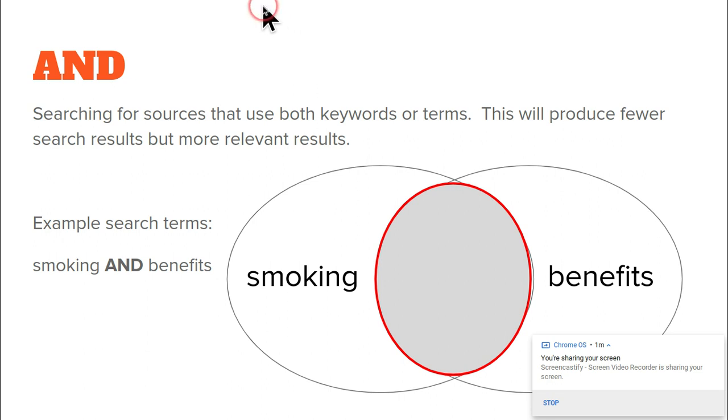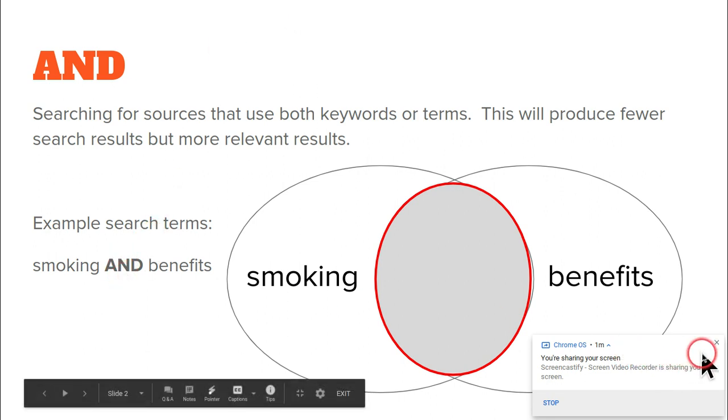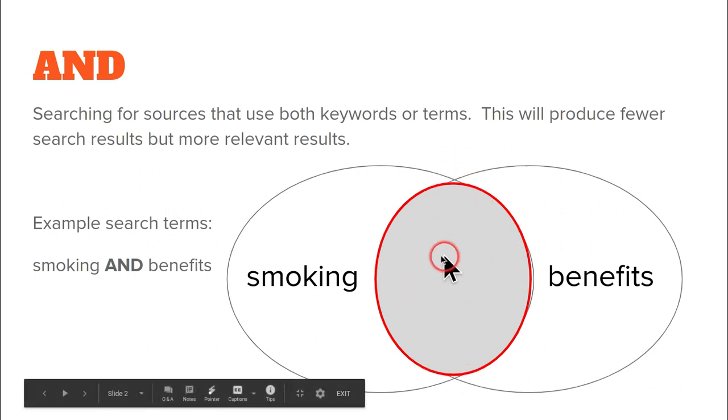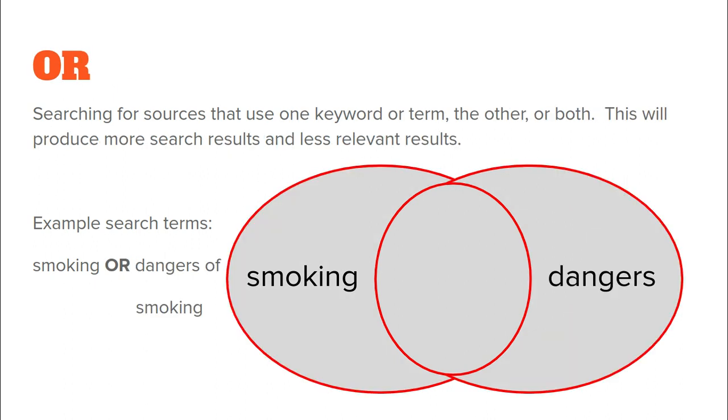So, if we looked at it like a Venn diagram, using the word and would pretty much pull up results that overlap in a Venn diagram. So, all of your results would be focused here using the Boolean search and. So smoking and benefits. If you were to use the word or, you would get more search results. So 40 using the word and, as opposed to 1,000 using the word or. So again, this is to help you get effective researching done. Fewer results, more relevant results.